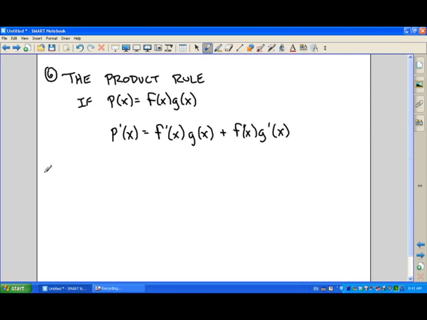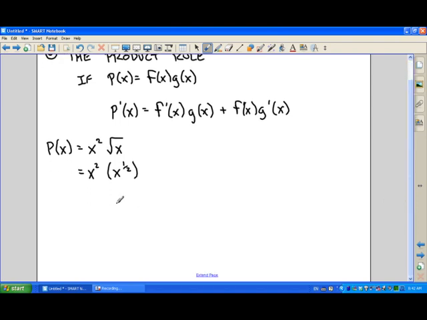So going back to our first function, p of x equals x squared times the square root of x, which we said was the same as x squared times x to the power of 1/2. If we do it this way, I take the derivative of the first term, which is 2x, times the second term, x to the power of 1/2, plus the first term, x squared, times the derivative of the second term, which is x to the power of negative 1/2.